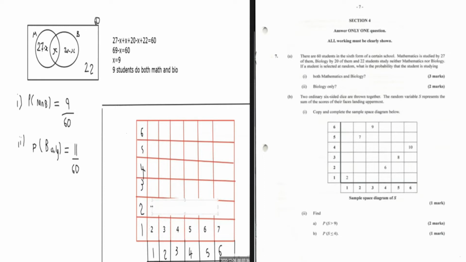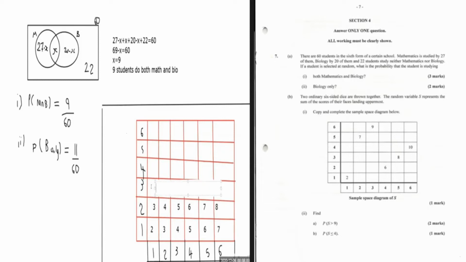Let's go to here now. It's going to be 2 plus 1, 3. 2 plus 2, 4. 2 plus 3, 5. 2 plus 4, 6. 2 plus 5, 7. 2 plus 6, 8. That's the sample space right there.